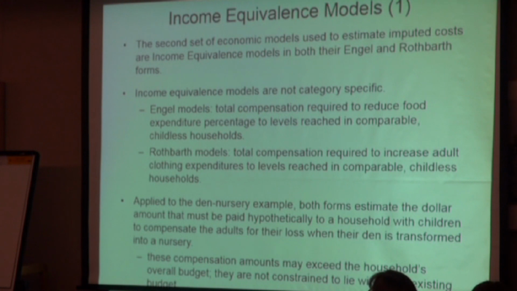Both forms estimate the dollar amount that should be given to the household to compensate the adults for their loss of the den. But note, and here's a critical factor, the budget constraint of the household is not considered. So these compensation amounts may exceed the budget of the household. When you do this modeling, you ignore the budget constraint. And that's one of the major defects of it. Let's go to the next slide.